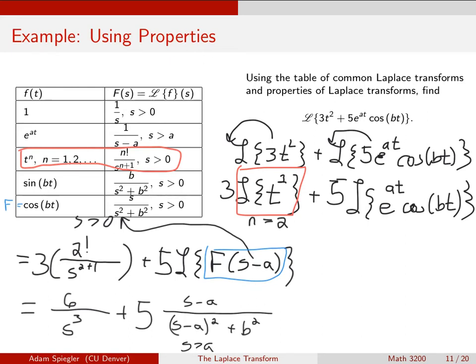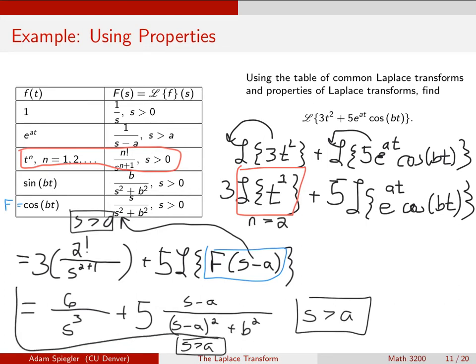So altogether, the domain of the first piece was s is bigger than 0, and the second piece is s is bigger than a. So if, for example, we assume that a is a positive number, then altogether we're going to need to require that s is bigger than a in order for both of those terms to converge. So this would be our Laplace transform.